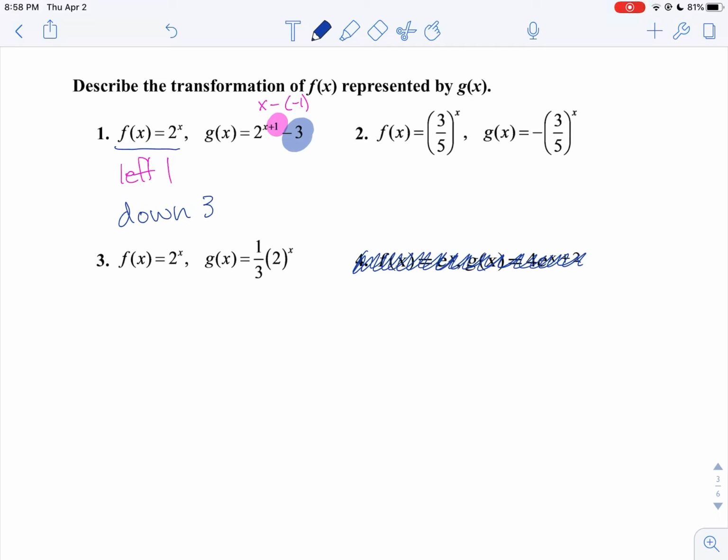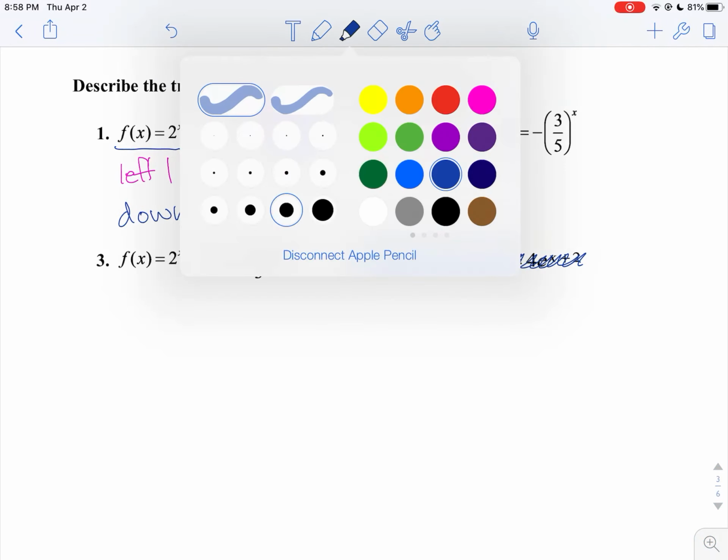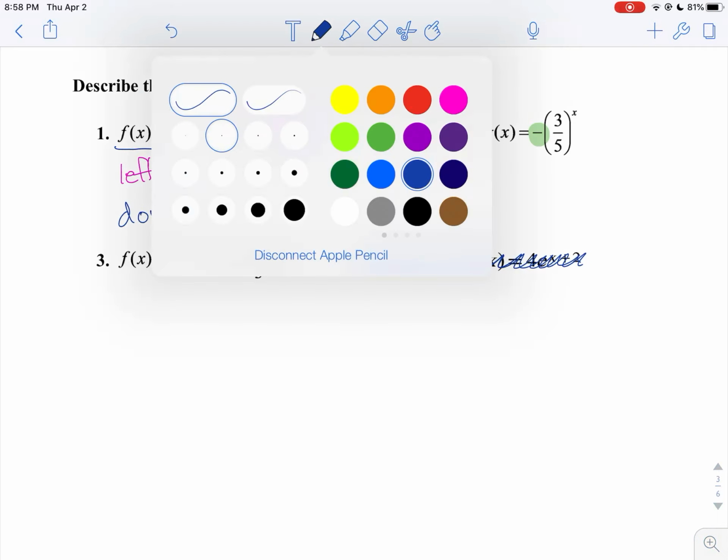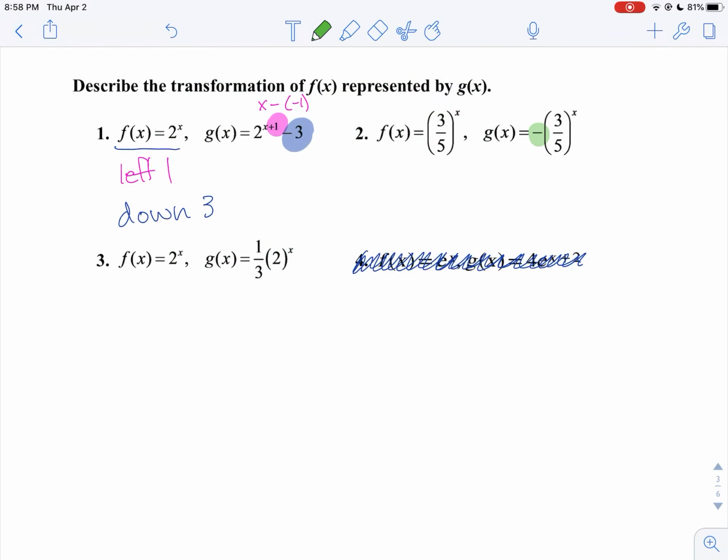And so what about for number 2, where we've got that basic parent function f of x equals 3/5 to the x power, and we instead put a negative sign out in front? What does that do to the graph of our exponential function? Yeah, that's going to make a vertical reflection.